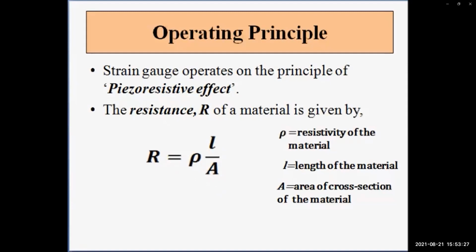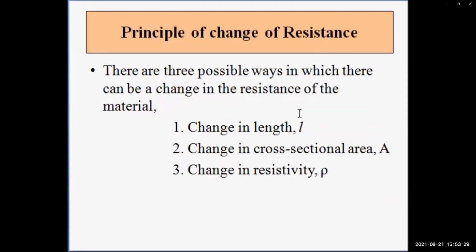So as I said, there are three possible ways in which there can be a change in the resistance of the material. There can be a change in length, or a change in cross-sectional area, or a change in resistivity. In the case of a strain gauge, change in resistivity does not play any part. Only the change in length and change in cross-sectional area is considered. Change in resistivity takes no part in the strain gauge.